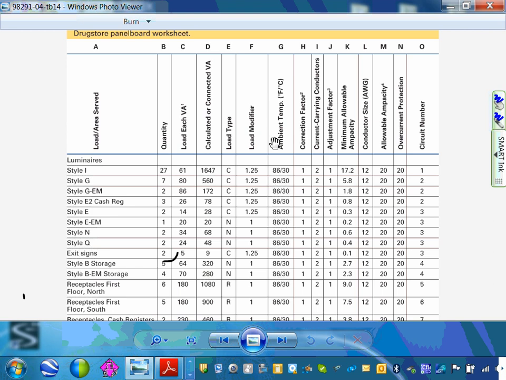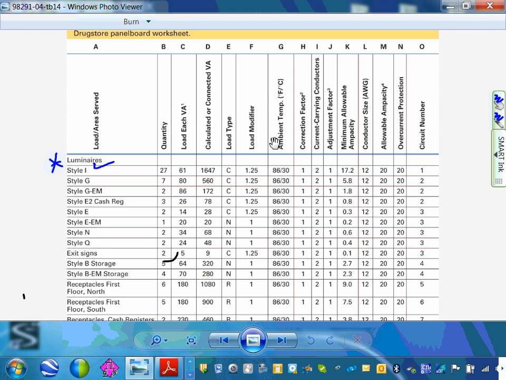Number one, let's talk about style I. What's style I? Look at here, they're fixtures. And you see, let's look at the first one. This is a style I fixture. How many of them do I have? 27, that's the number. Load each, what's the volt-amp for each one of them? 61. What does this number mean? These two multiplied by each other. So take 27.